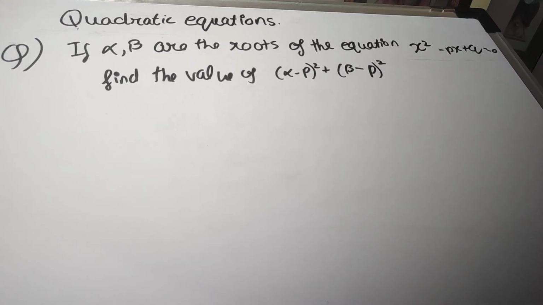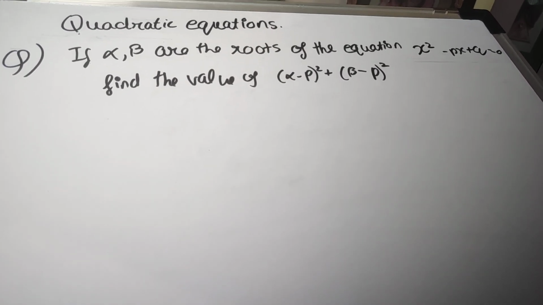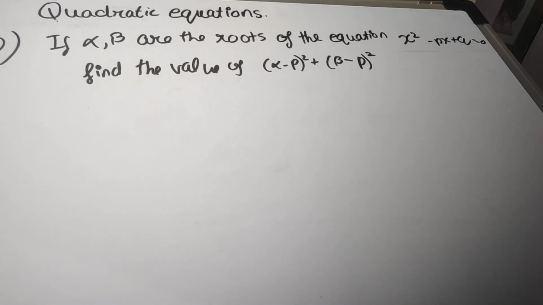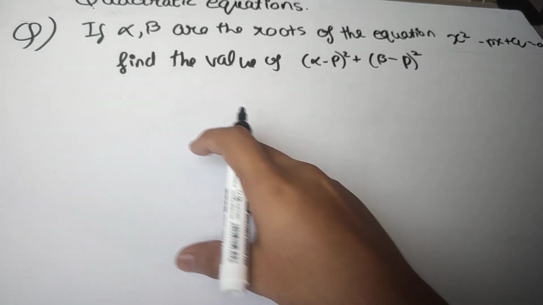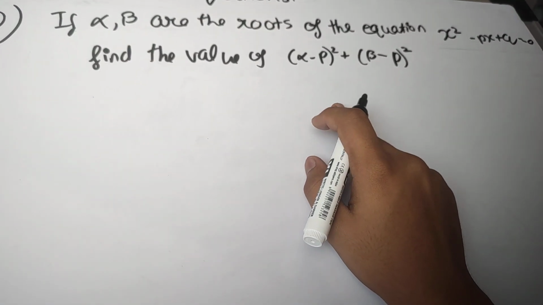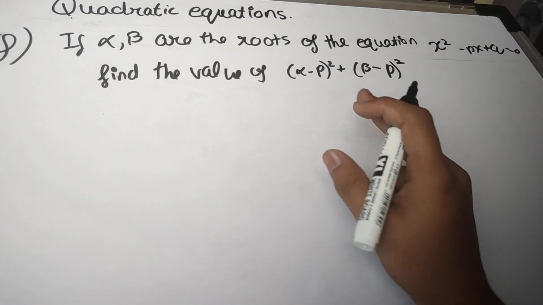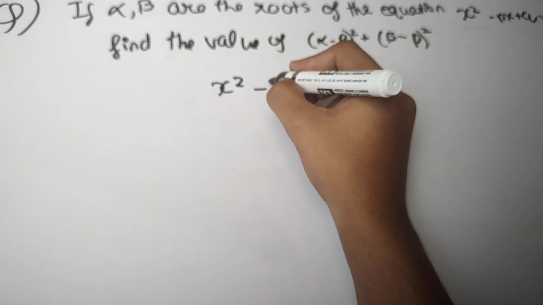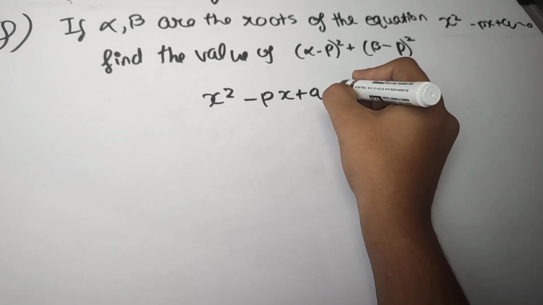So here we have a basic question on quadratic equations which involves the concept of sum of the roots and product of the roots, and we have to find the value of (alpha minus p) whole square plus (beta minus p) whole square. So let's try to solve this. First of all, we'll write down the equation x square minus px plus q is equal to 0.